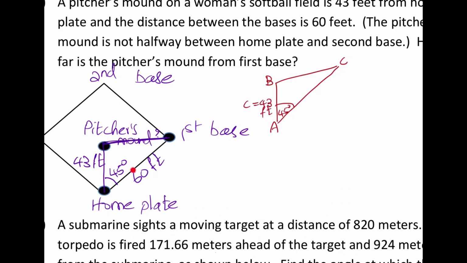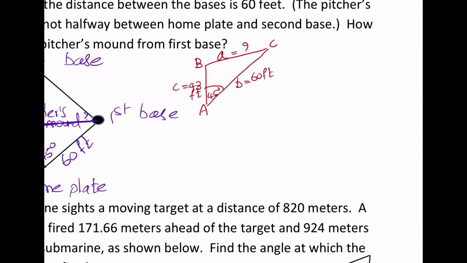And the distance between the bases happens to be this side, which is side length B, because it's opposite angle B. And that happens to be 60 feet. And our unknown is this side length here, which is opposite angle A. So side length A is our unknown.